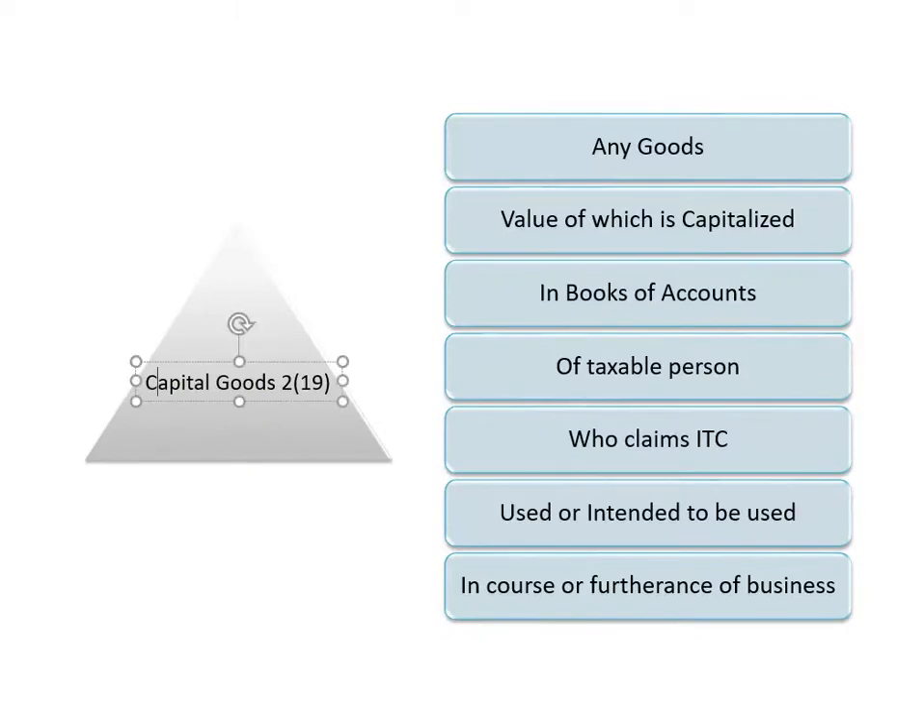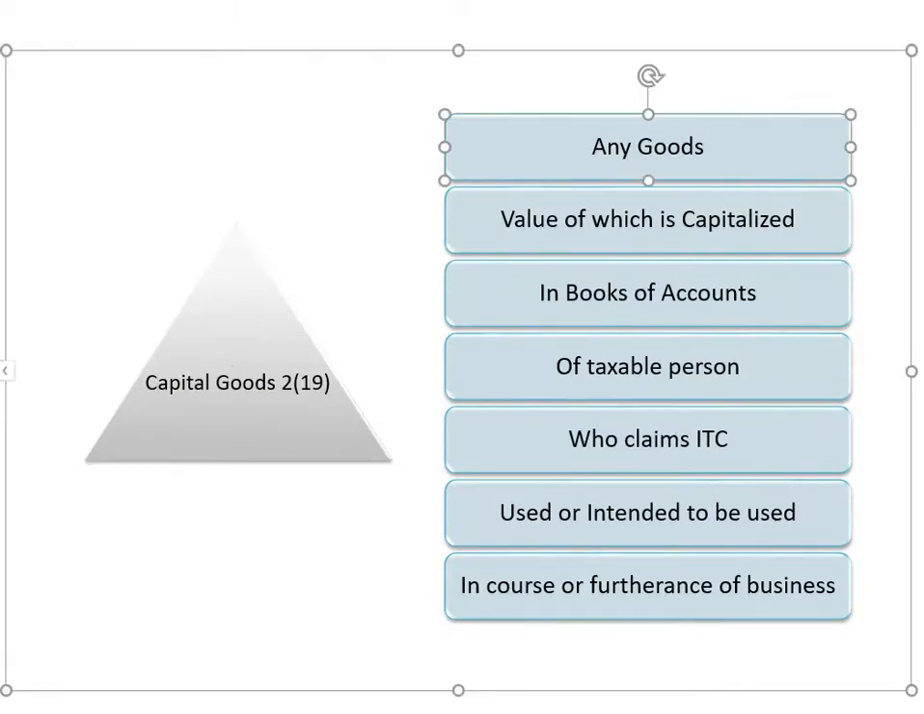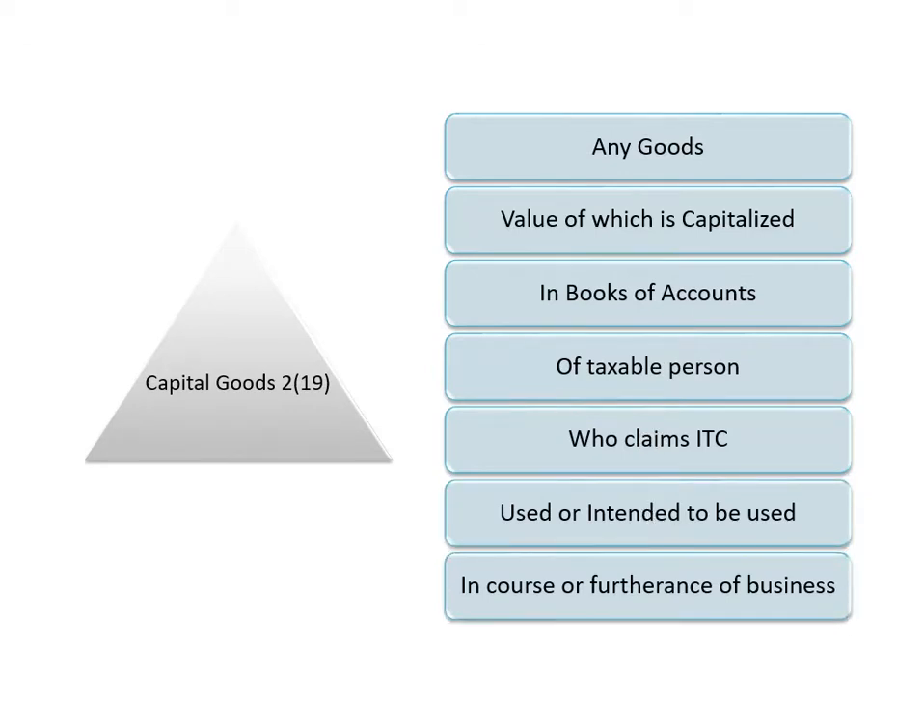Speaking about capital goods, as per GST, any goods capitalized in the books of account of a taxable person who claims ITC, and these goods are used or intended to be used in the course or furtherance of business, are considered to be capital goods.